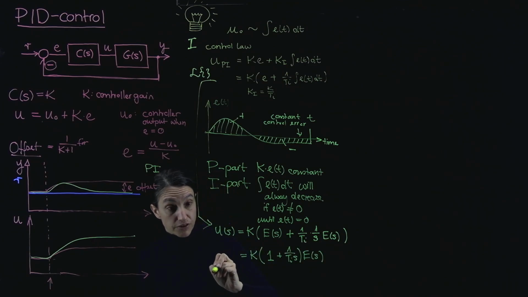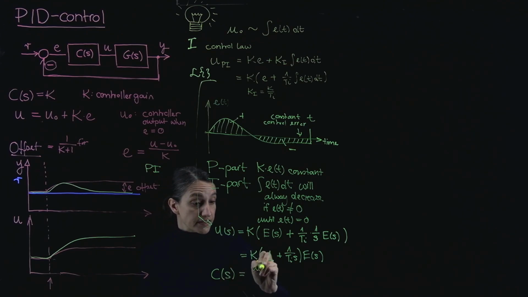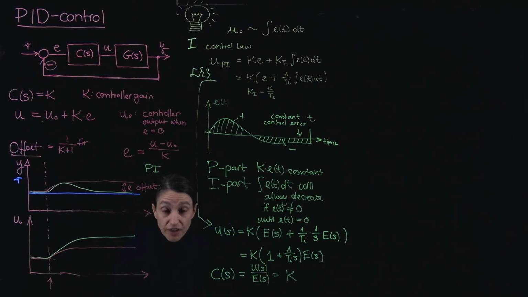And if we want the controller function C of s, this is U of s divided by E of s, and this is K. And in our transfer function, we would like to know what are the poles and the zeros. So what do we have to do?